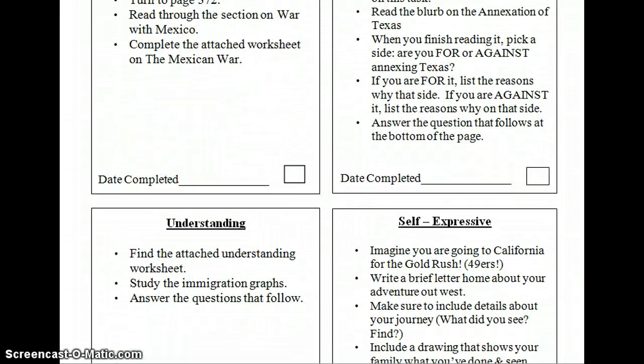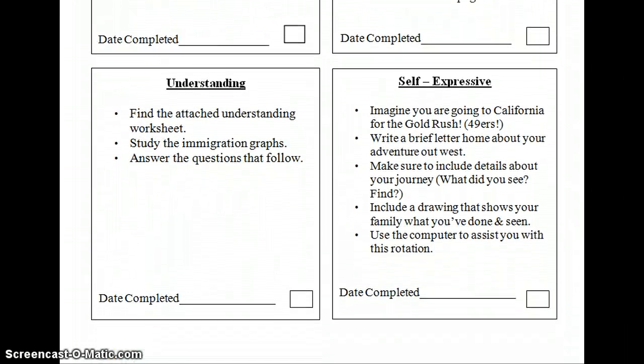The last 2 rotations are understanding and self-expressive. For understanding, find the attached understanding worksheet and study the immigration graph. After studying the graph, there are a couple questions I'd like you to answer that follow. And then the last rotation is self-expressive.